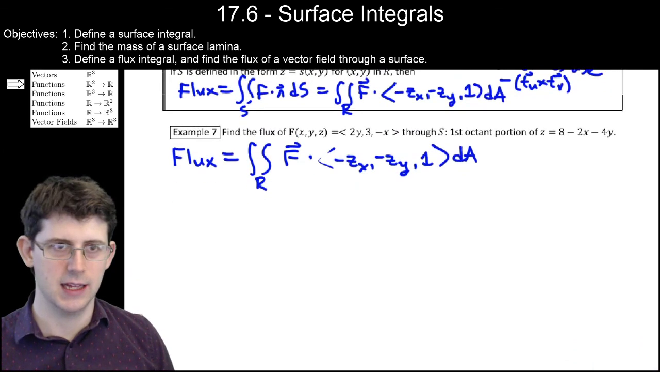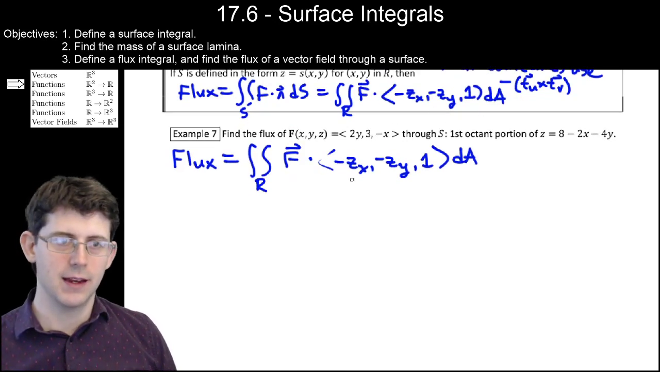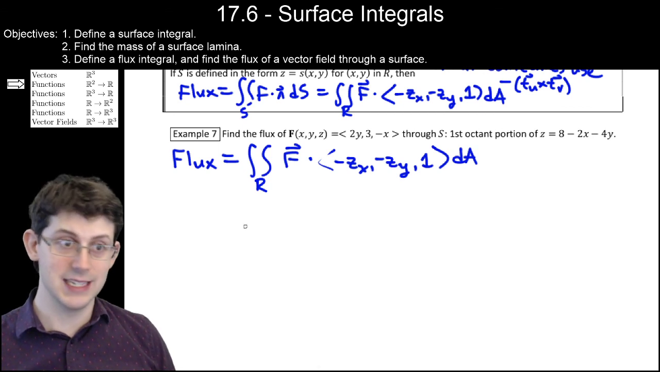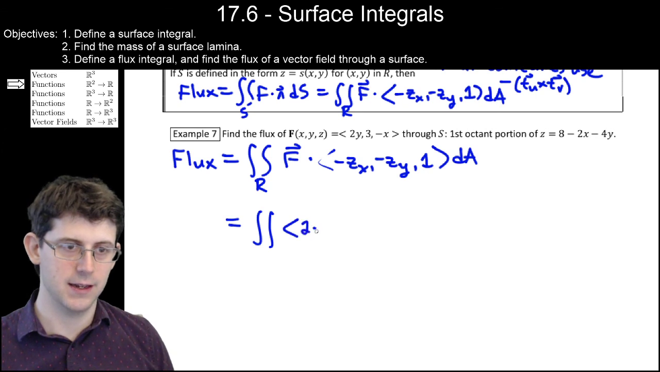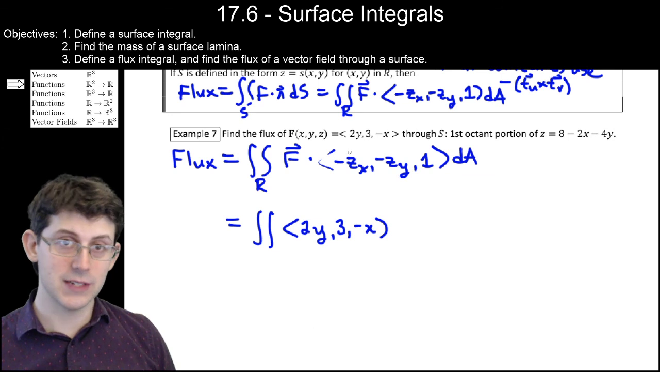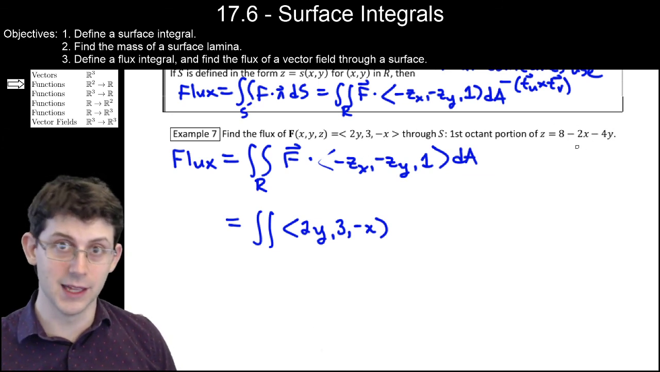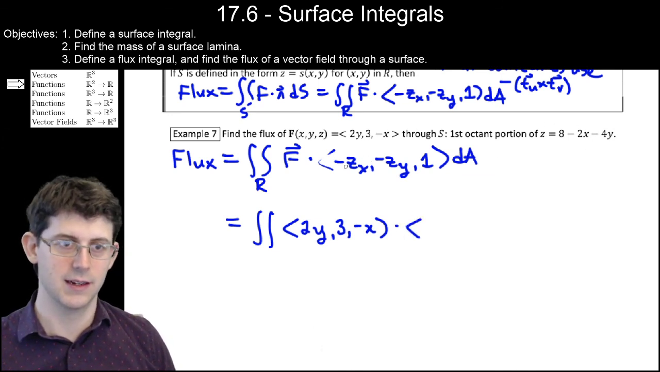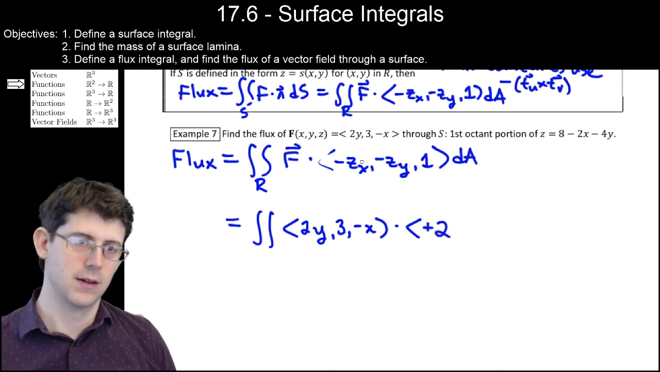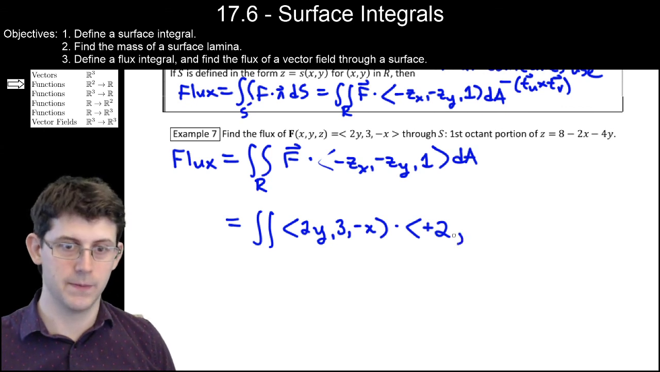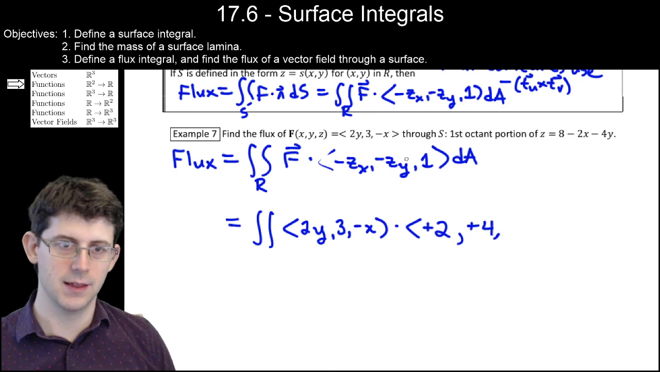Sorry. So I'm using this formula. And then I just drop in what f is and what zx and zy are, and then what do I mean by dA? So let's do a little bit at a time. F is this vector field, 2y, 3, minus x. These come from the parameterization of the surface. So here it's the formula that gives us the surface. Zx is minus 2. Minus zx is plus 2. Zy is minus 4, so minus zy is plus 4. And this 1 is just always here.